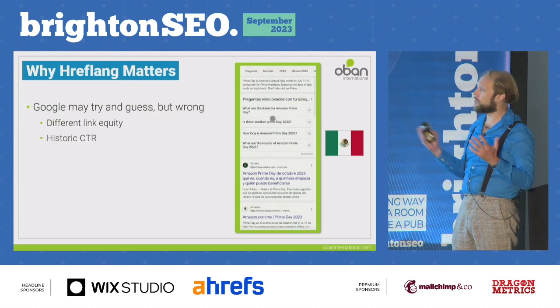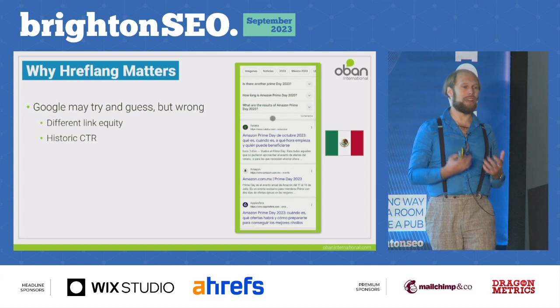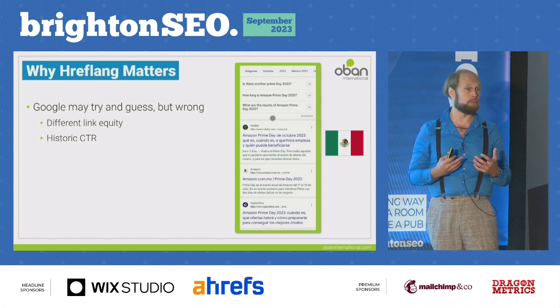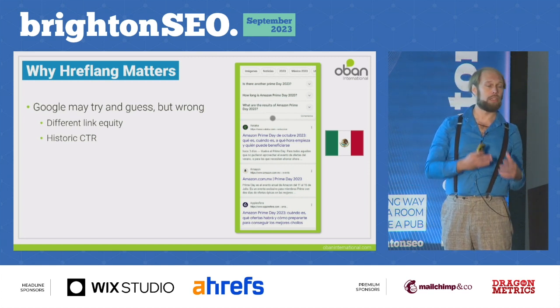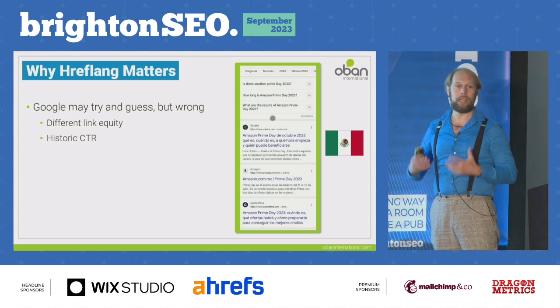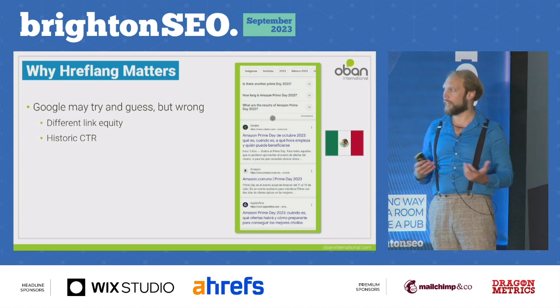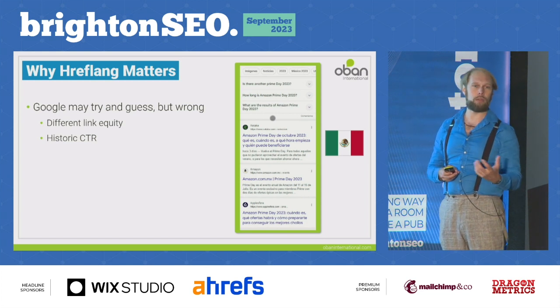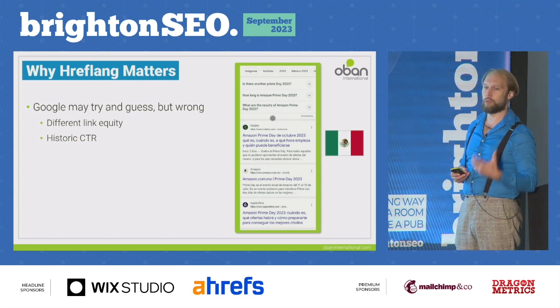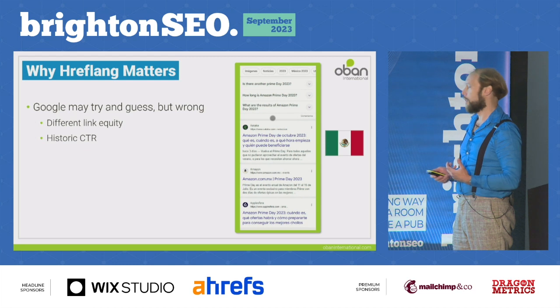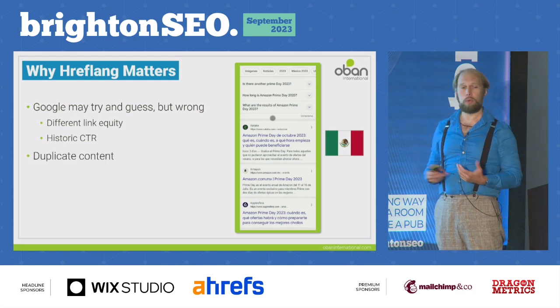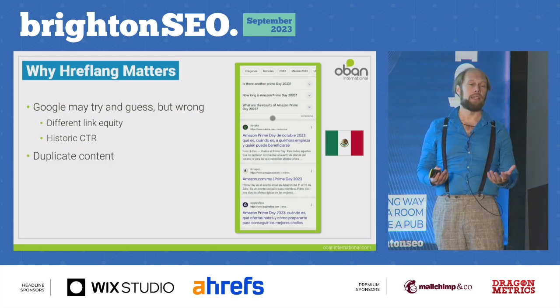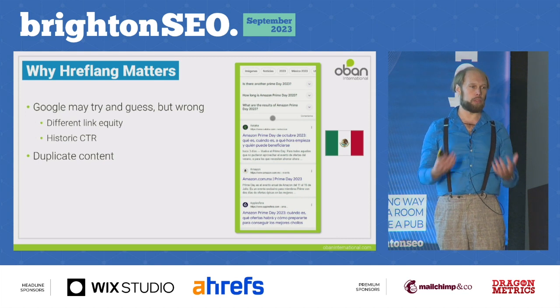And that's a problem because Google will often just try and guess if you don't tell them which languages and which countries each page is relevant to. And that's what Hreflang is for. Often pages which have a lot of link equity, have really good click-through rates historically, will show up where they shouldn't be. The other problem, if you don't have Hreflang, is that you potentially have a problem with duplicate content.